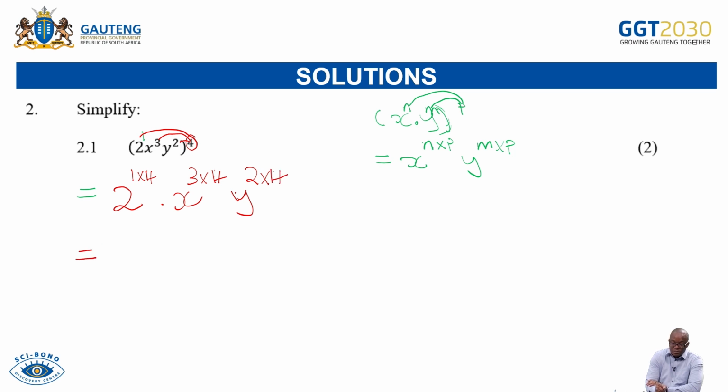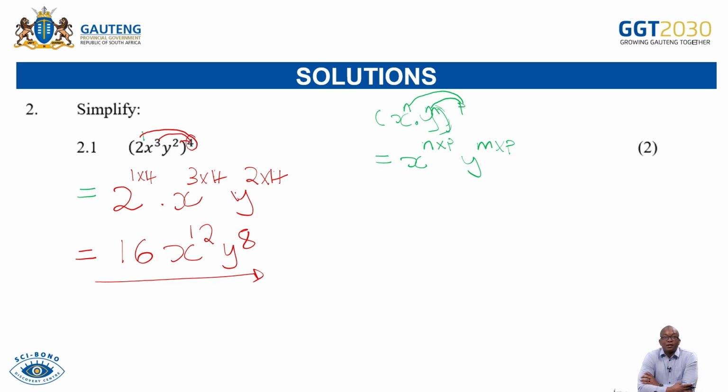Then you will always say 2 to the exponent of 4. You have 2 times 2 is 4, times 2 is 8, times another 2 is going to be 16. Correct? Then we're going to have x to the 12 and y to the 8. So that's basically how you are going to get your answer. That one was basic. It was as simple as ABC. So you get your 2 marks there.